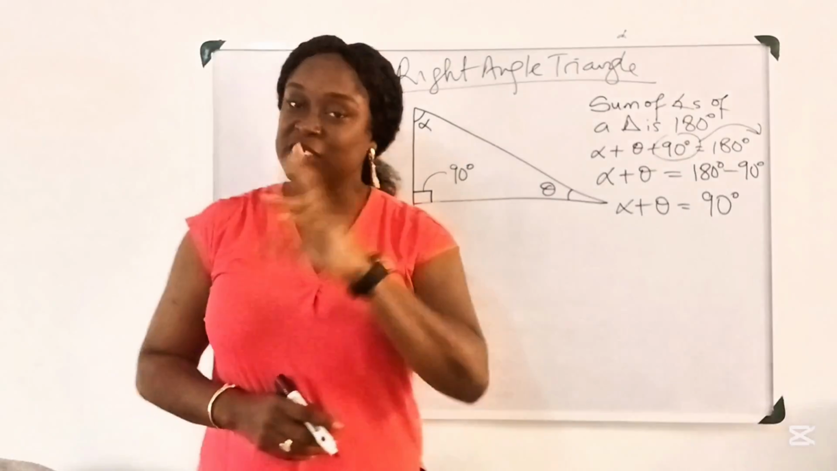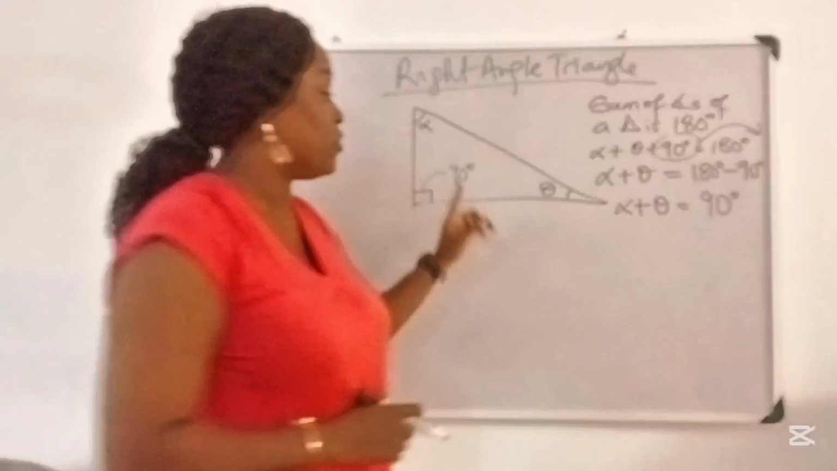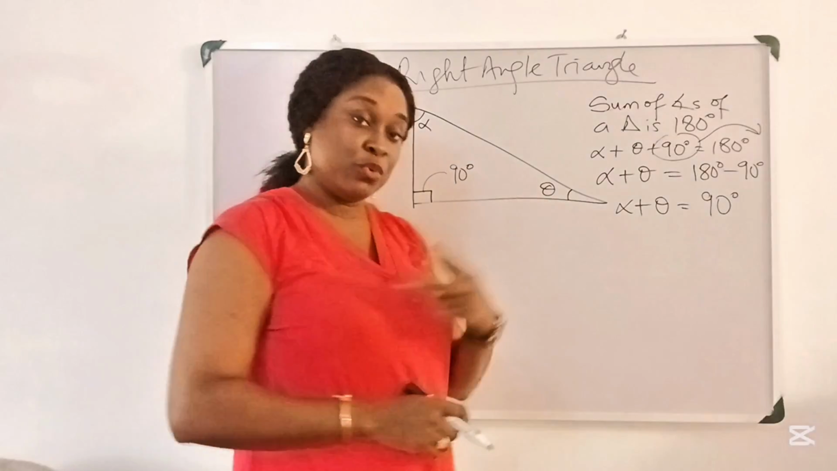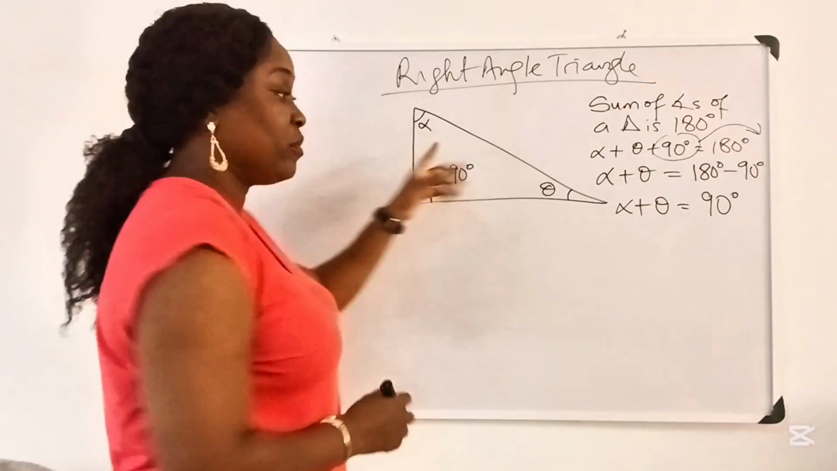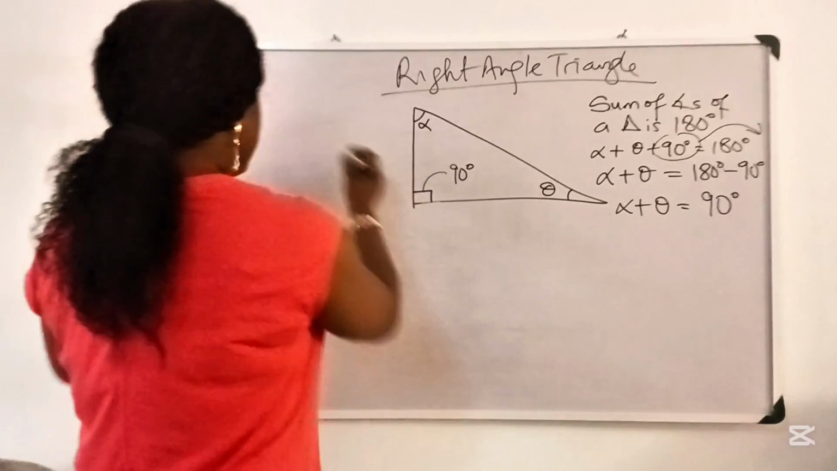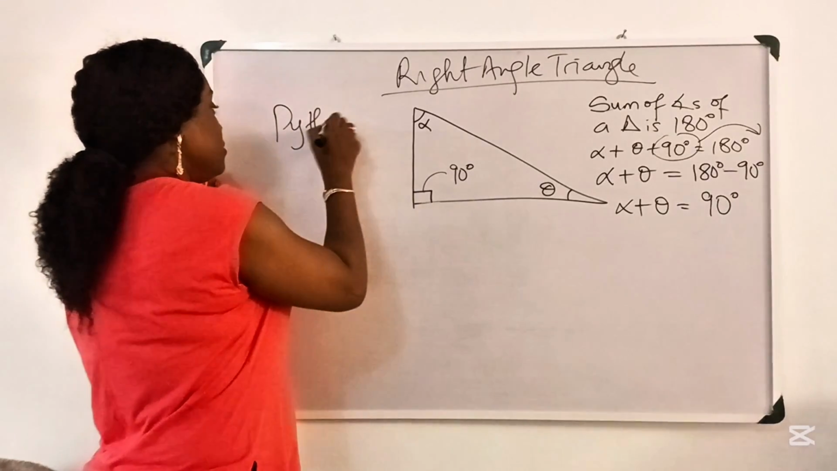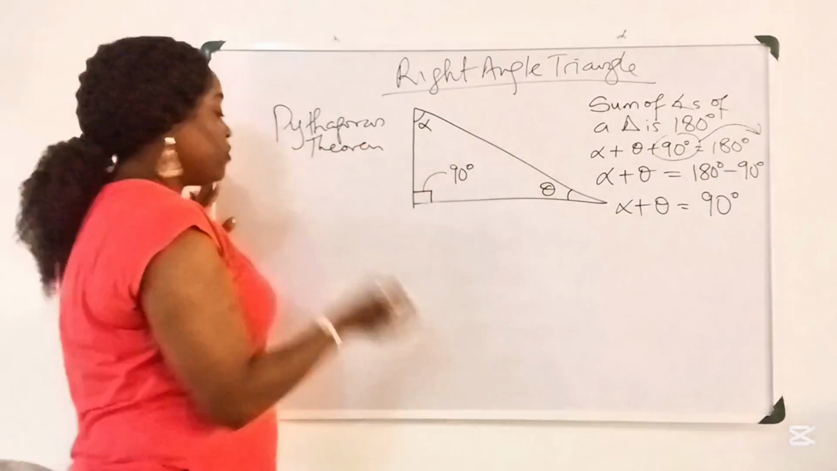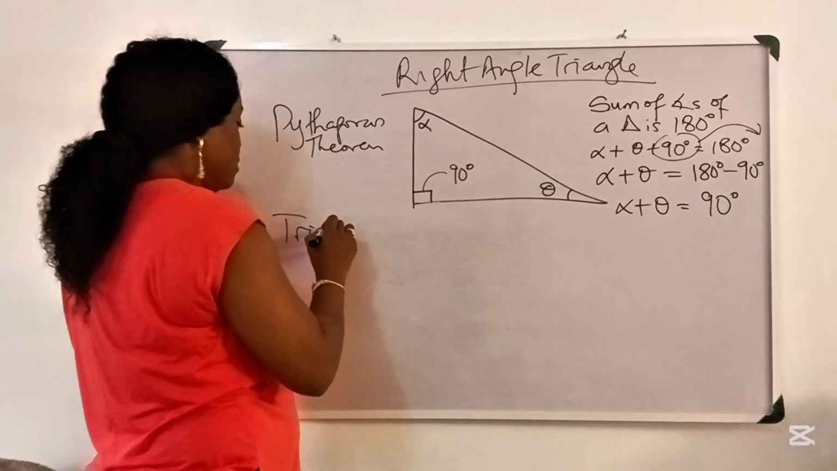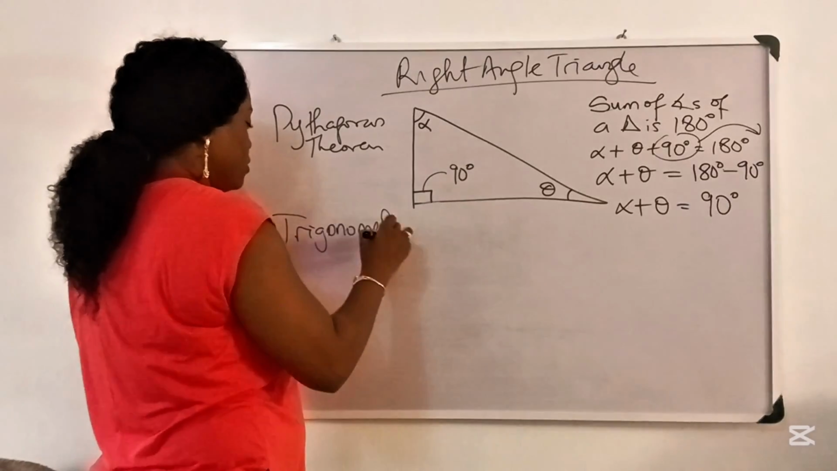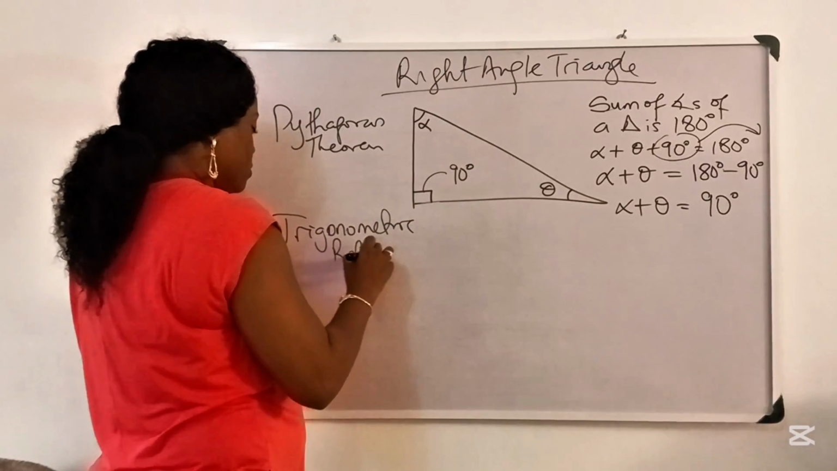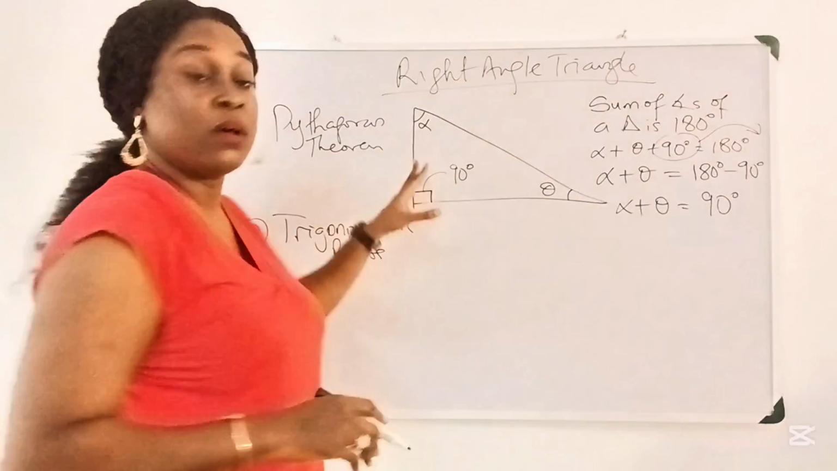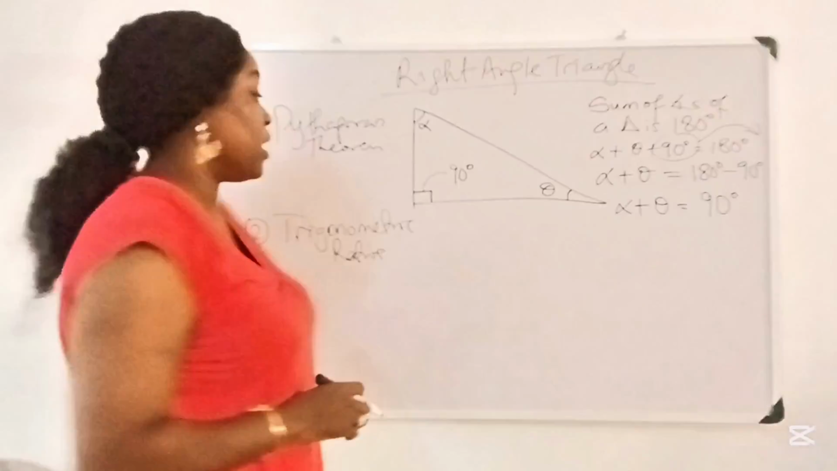Okay, what are some of the important points about a right angle triangle? A right angle triangle is important because there are two rules that come into play when solving problems in right angle triangles. We have Pythagoras theorem and we have trigonometric ratios. These two points come into play when we are dealing with a right angle triangle.